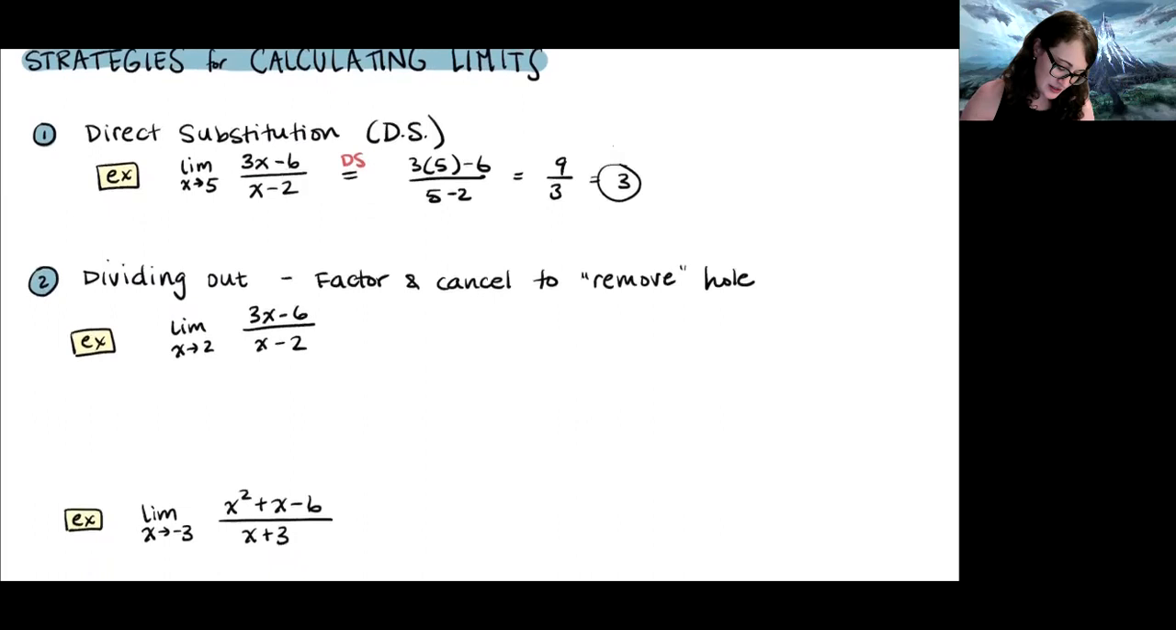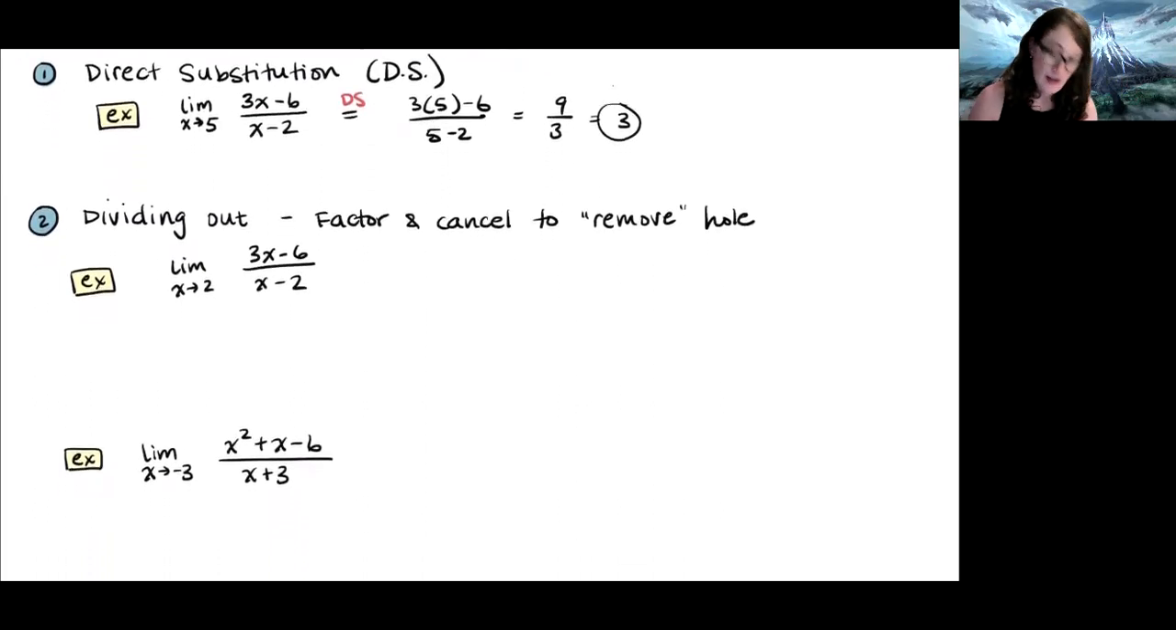Okay, technique number 2, or strategy number 2, is one we just talked about, dividing out or factoring and canceling to remove the hole. So in the first example, we have the same function as in the previous example, but now we're looking at what's going on as x approaches 2. Now 2 is not in the domain of this function, right? So we're going to have to do a little bit of work. And when you typically have something like a polynomial over a polynomial, factoring is the way to do that.